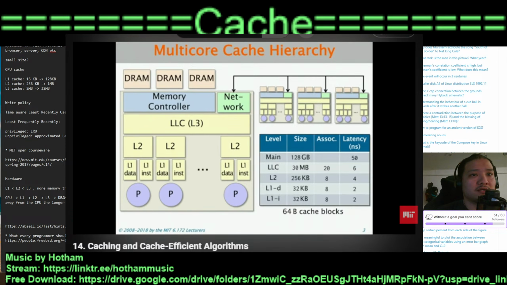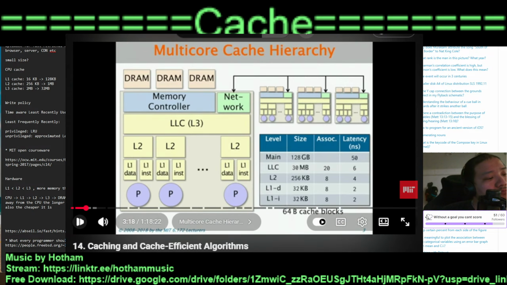Basically, also the further away, the cheaper it is. Okay, makes sense.